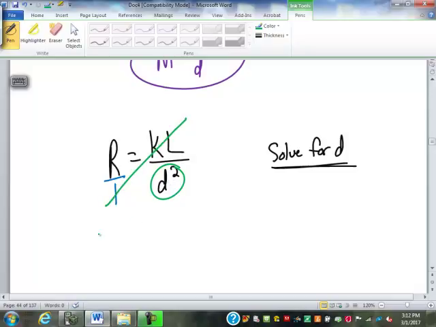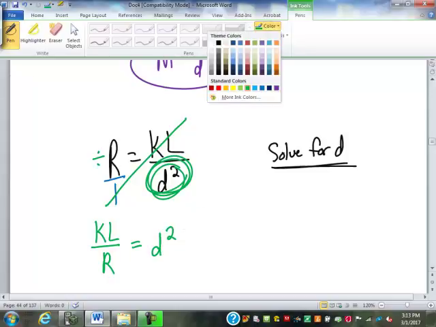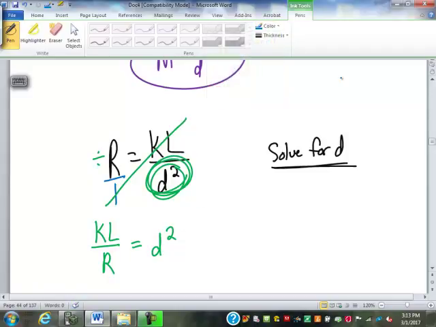1 times KL is just KL. Then I have to divide by the R. So divided by R. But remember, that's not d that equals that. That is equal to the d squared. So d squared is equal to k times L over R.